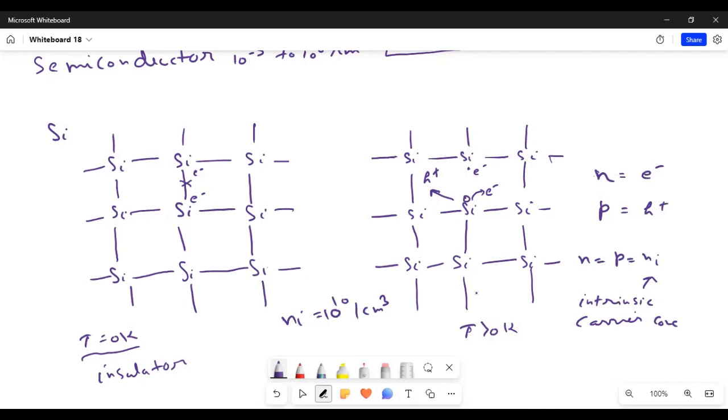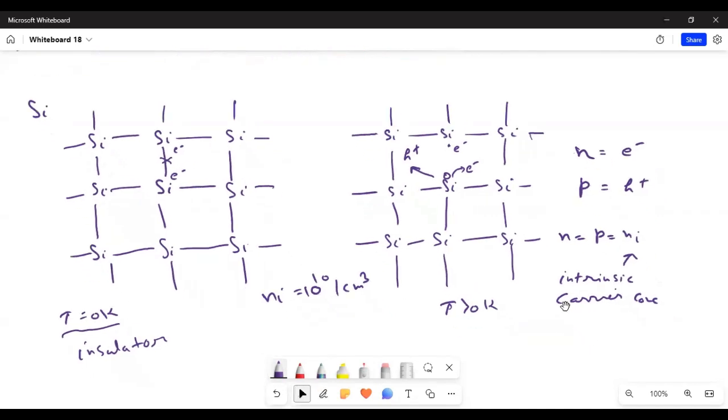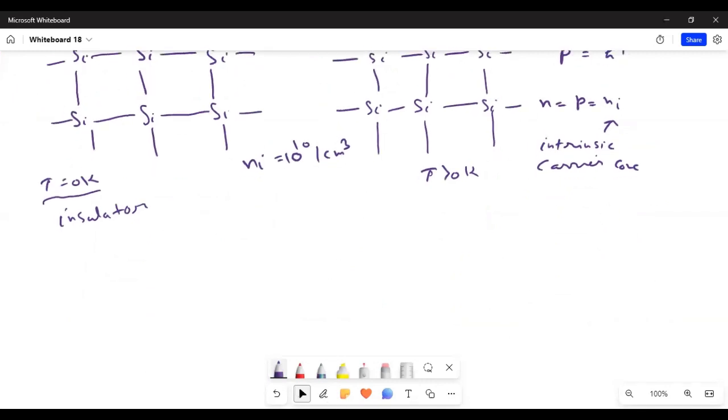So at absolute zero, there is no charge carrier present. But as the temperature increases, some of the covalent bonds will break. This will lead to the creation of electrons and holes. And this intrinsic charge carrier concentration is around 10 to the power 10 per centimeter cube. Now, this means we can change the material conductivity by temperature, but this is not what we want. We want greater charge carrier concentration at room temperature. By the way, this value is for typical room temperature, which is around 300 Kelvin or around 27 degrees Celsius.